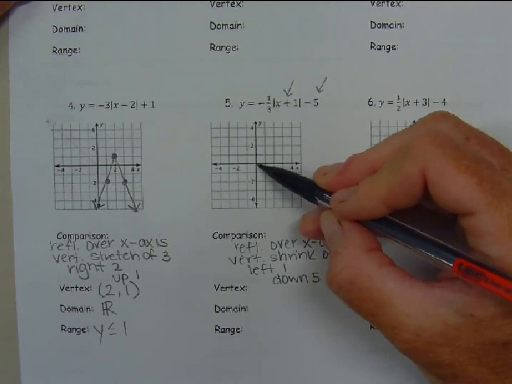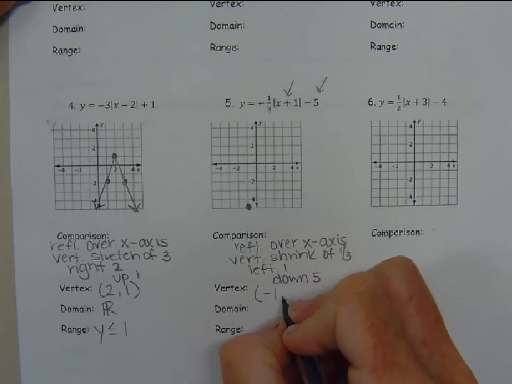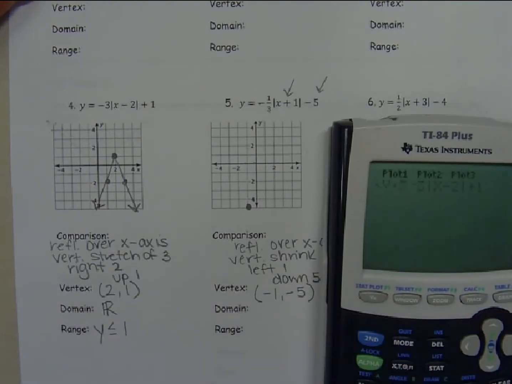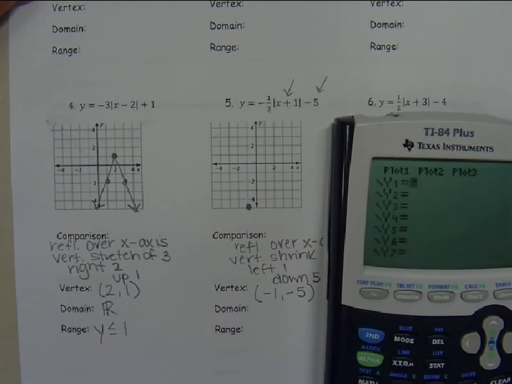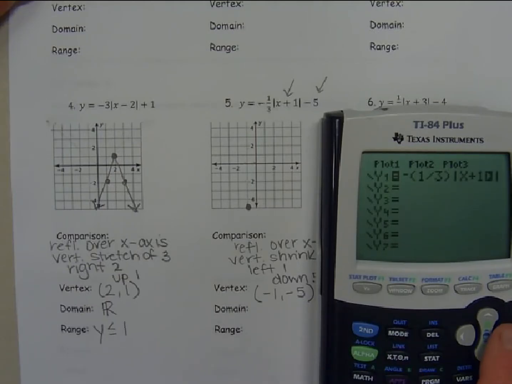So I start with my vertex here. I'm moving left 1 and down 5. So my new vertex is going to be -1, -5. I am then going to go and put it in my calculator. Negative, I'm going to put my 1/3 in parentheses. Math, over to number. Absolute value of x +1, right arrow out, -5. And I'm going to hit graph.